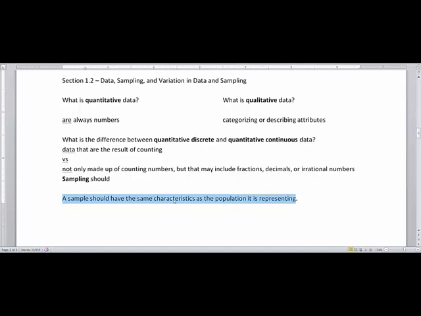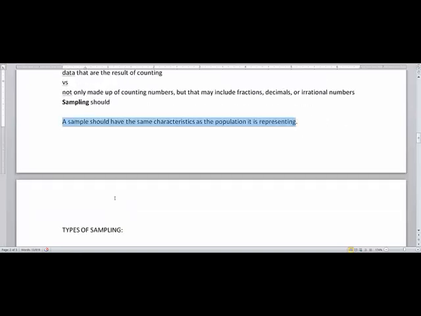For example, you don't just want to ask your friends if you want to try to figure out what the entire school or town or city or country is supposed to represent, because your friends are a subset, but probably not a representative set of that entire larger group. So keep in mind that when you sample, this is the gold standard.